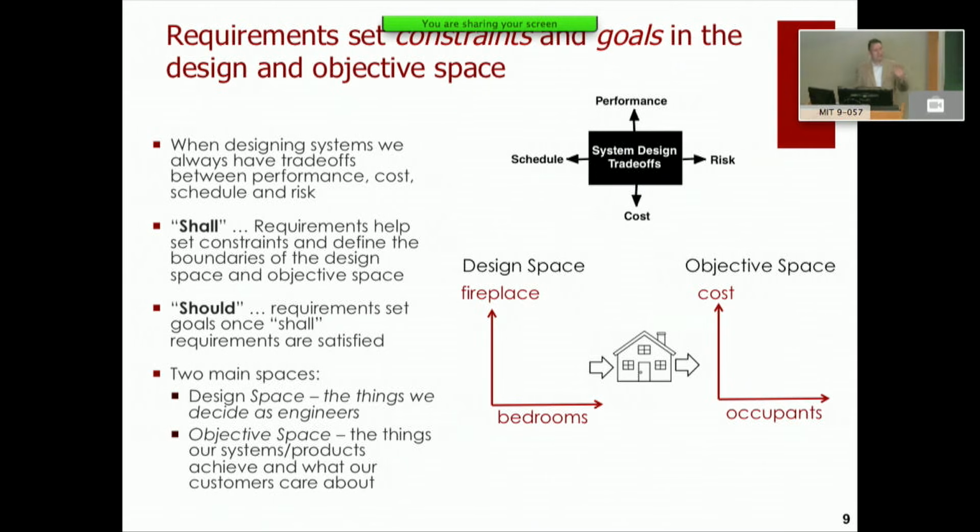Whatever you're designing, you're always going to have two spaces that you're dealing with. The design space, on the one hand, is the things you can choose as a designer. These are the knobs you can turn, the decisions you can make. And then the objective space, which is the things that your customer cares about.